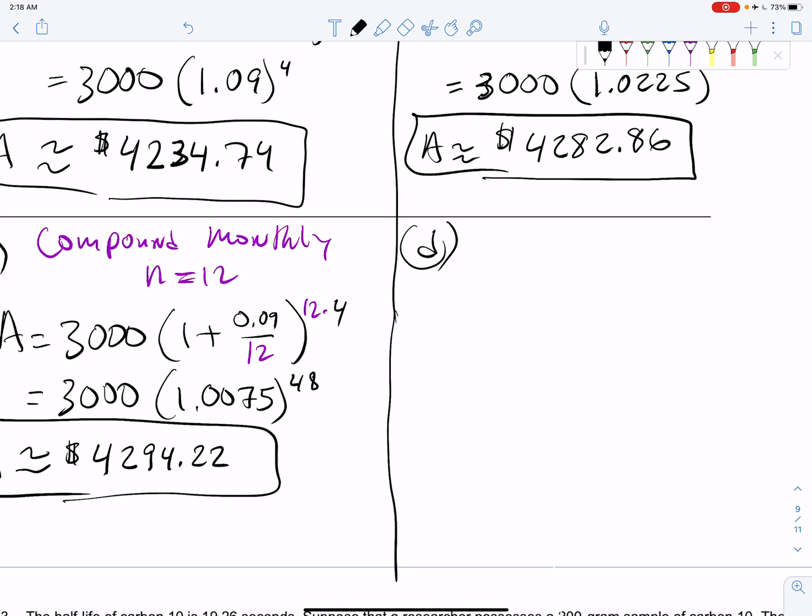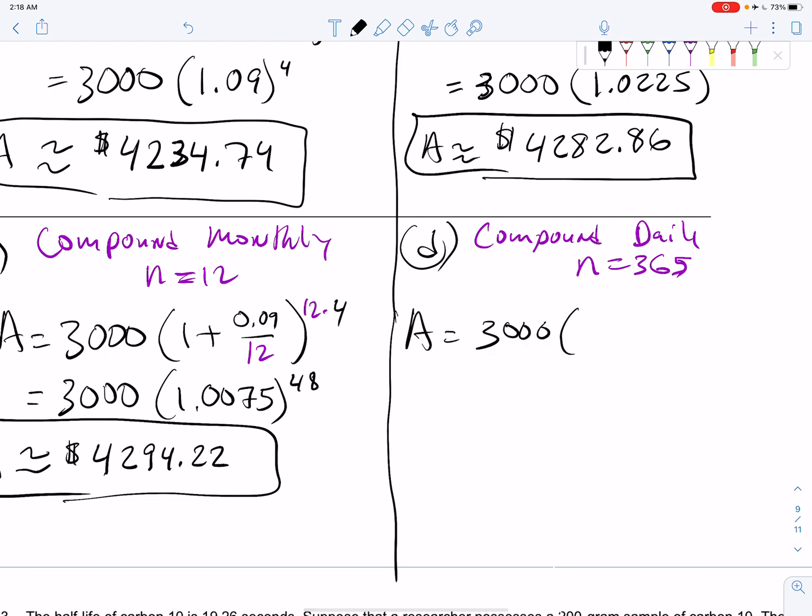Okay, D. D said it needs to be compounded daily. Yikes. Daily. How many days in a year? 365. It's going to be a big number, at least the exponent. Well, same formula, starting with $3,000, 1 plus interest rate, still for 4 years, but the compounding, by the way, 365.